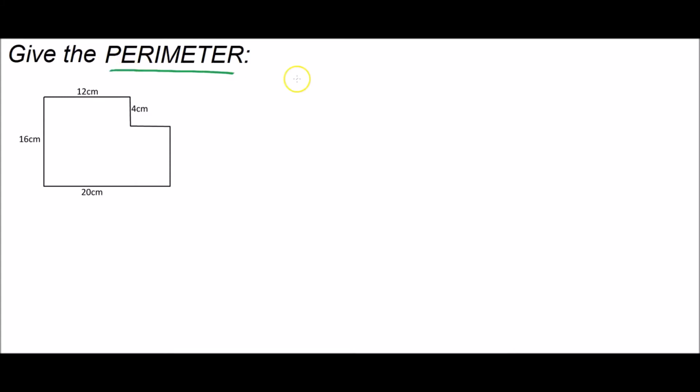We have to find the perimeter of this compound shape. It's called a compound shape because it's made up of smaller shapes. In this case, you can see there's some kind of rectangle here and another rectangle there. So it's made up of two smaller rectangles, which makes it a compound shape.